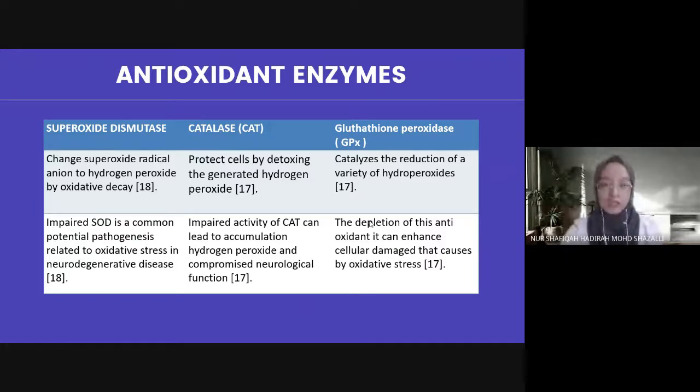This is where antioxidant enzymes come in handy, as antioxidant enzymes are a protective mechanism of the brain to protect against oxidative damage that is caused by ROS. These are three of the main antioxidant enzymes in the brain: superoxide dismutase, catalase, and glutathione peroxidase. Any impaired activity of these antioxidants can compromise neurological function.